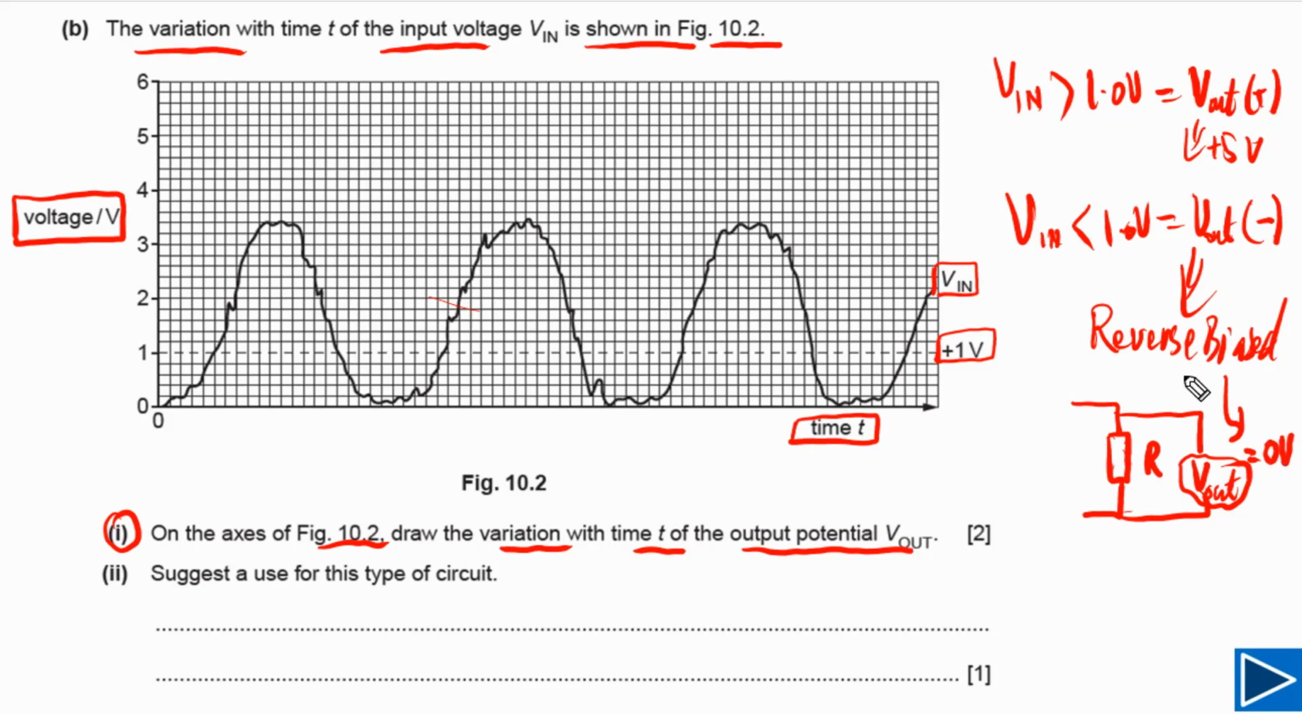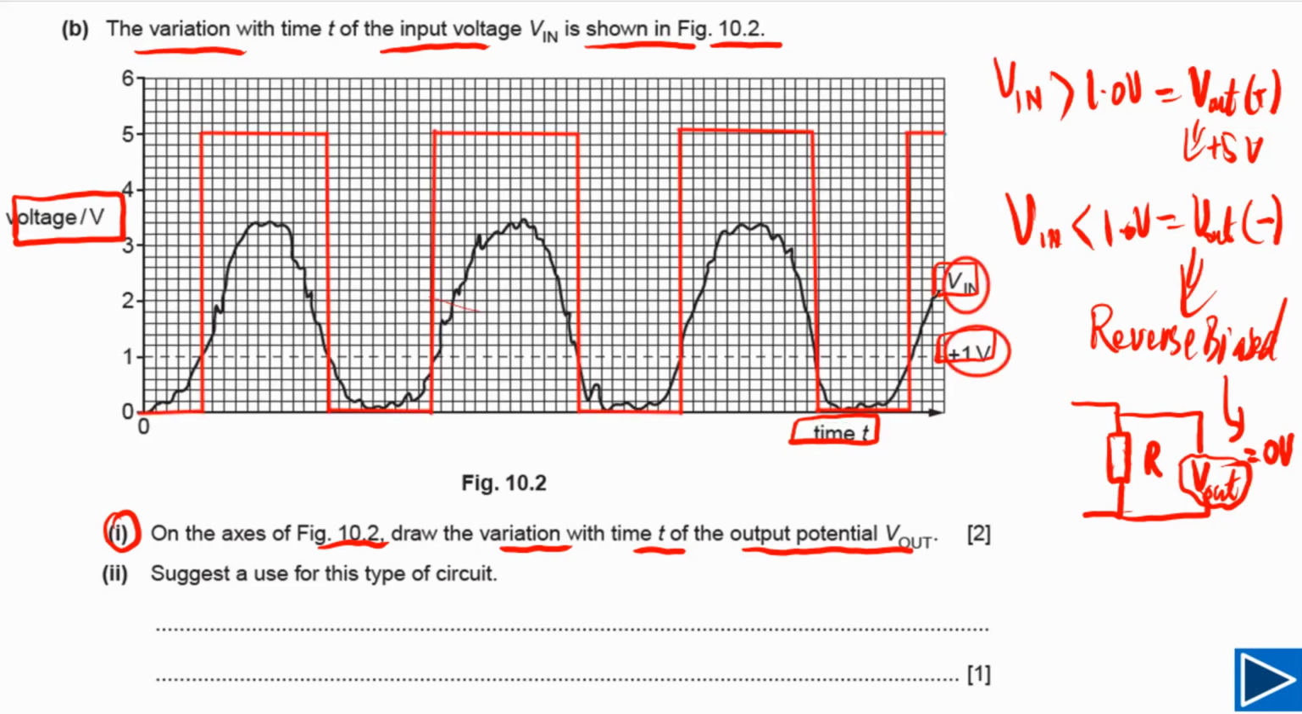Now these points we simply need to use and we need to sketch the graph. So let me show you how to sketch this graph. As you can see here, I have already sketched this one for you. Let me highlight some points so you can see what is happening. From here to here, this V in is greater than 1.0 volt. So you can see V out is positive and equal to 5 volts.